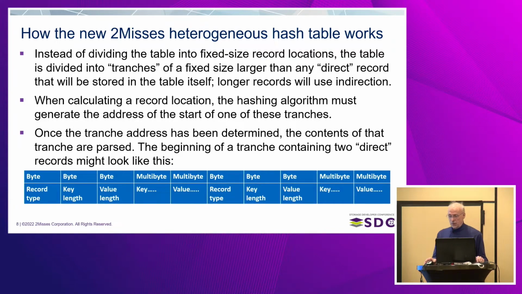The beginning of a tranche containing 2 direct records may look like this. And of course, this is schematic. There's not necessarily 1 byte of record type, 1 byte of key length, 1 byte of value length, but it's the general idea, and they are variable format records. And then these records are packed within the tranche, so that in order to find the actual record you're looking for, you may have to search through a tranche or more than 1 tranche to find that particular one, but they'll all be sequential. You won't have to jump around in the table anywhere else.